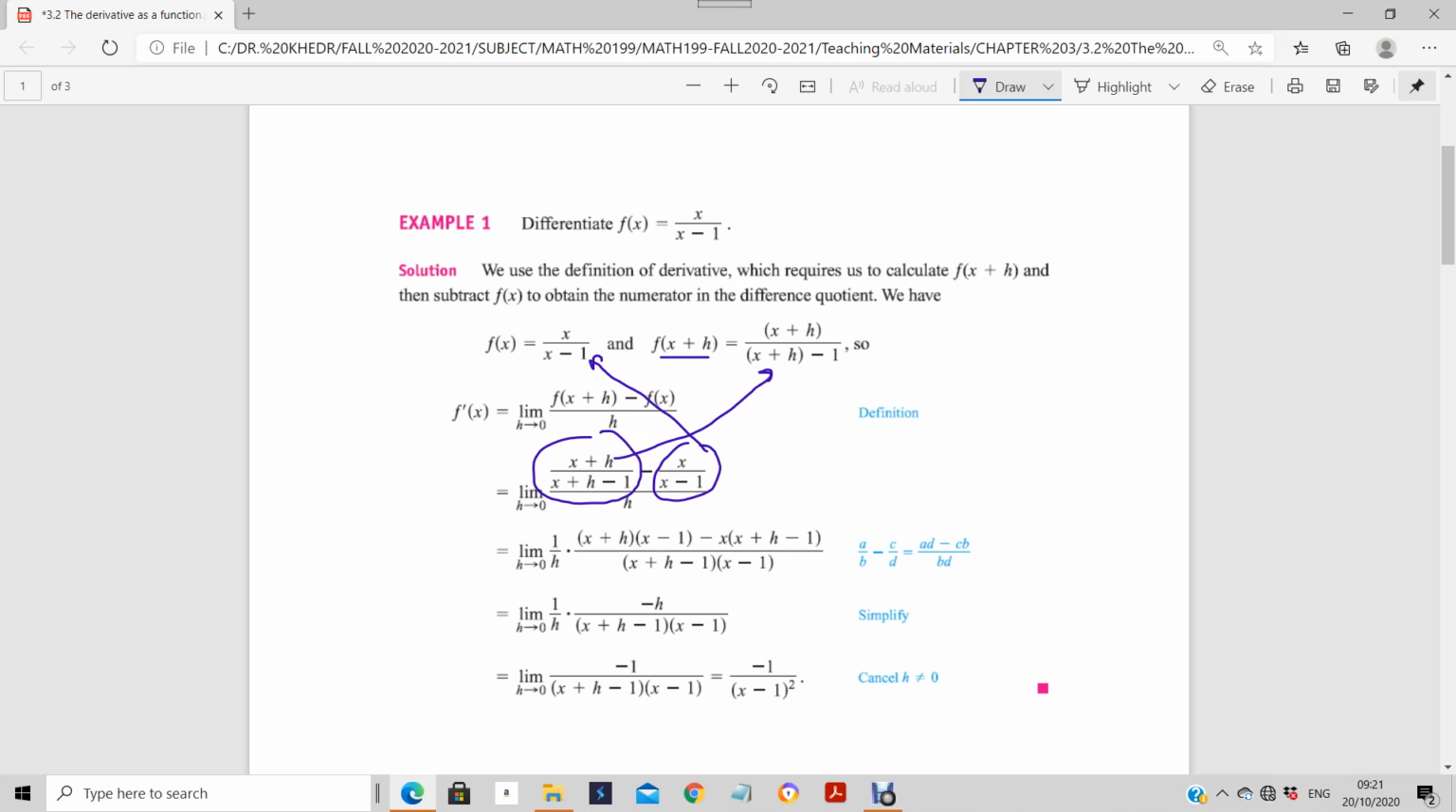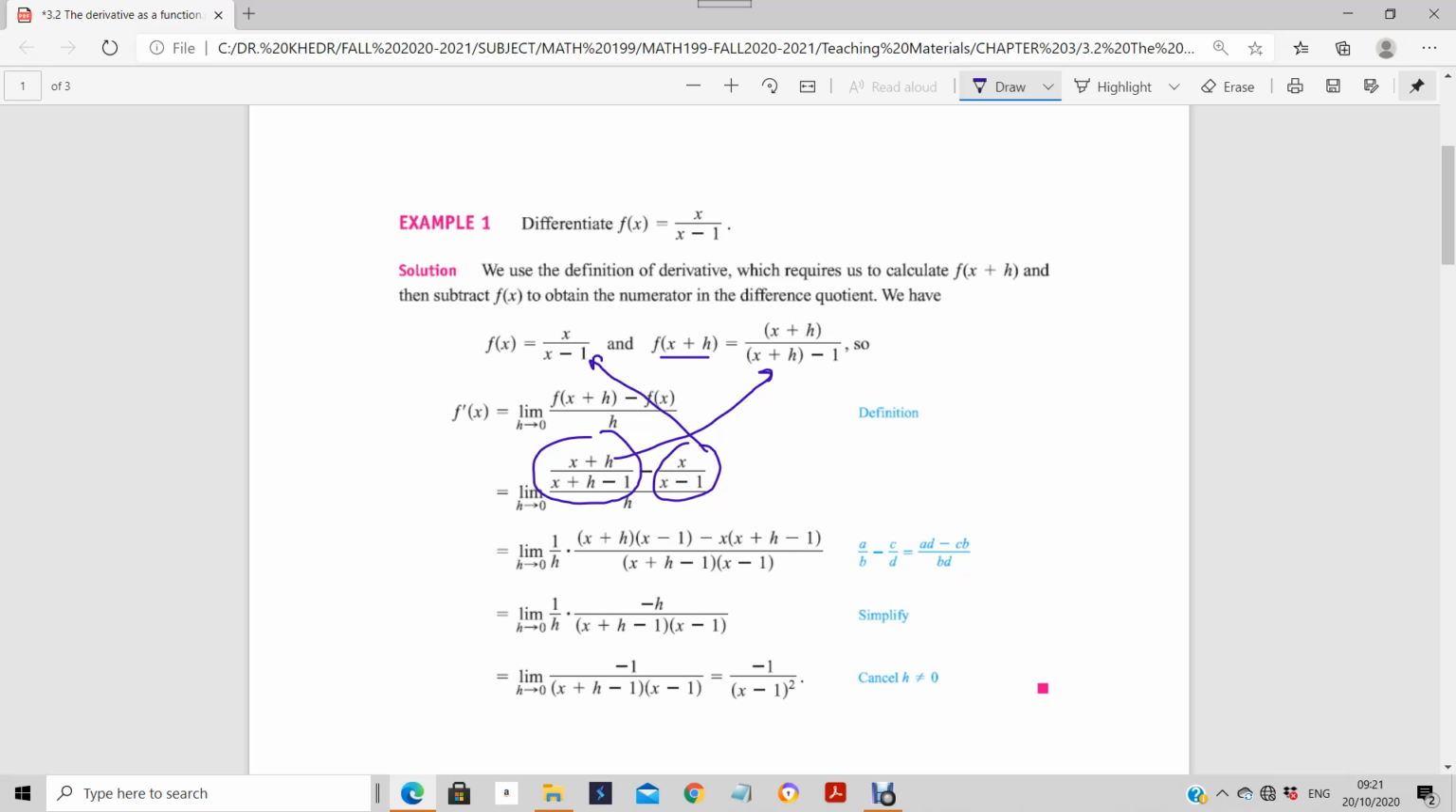Multiply these two fractions, expand the fractions, and expand the brackets, and then you will get to this very simple fraction, minus h divided by x plus h minus 1 times x minus 1. And we have here in front 1 over h. So if we divide by h, we will get this very simple form, which is minus 1 over x minus 1 in a bracket squared. So this is the derivative of the function.